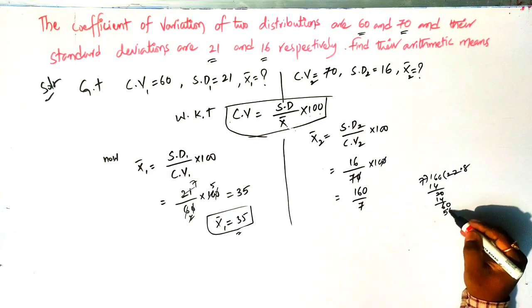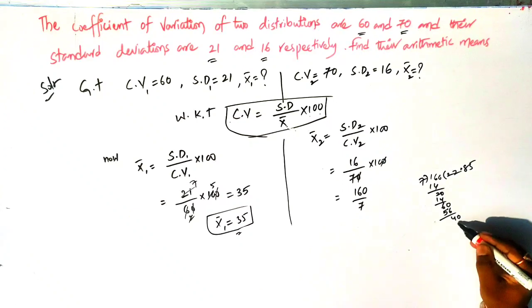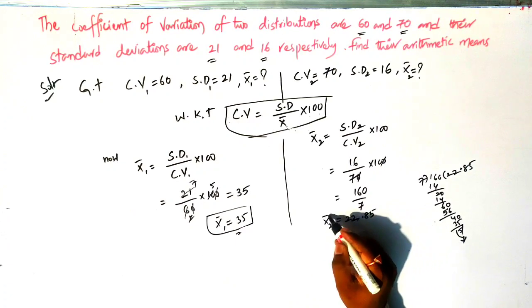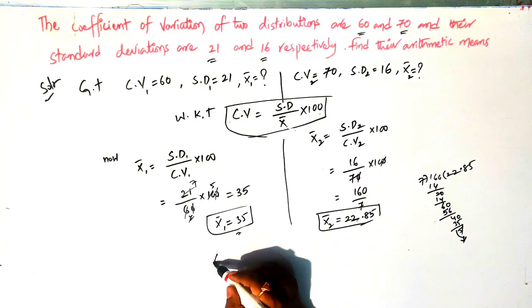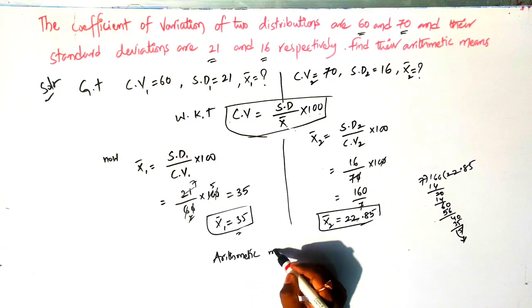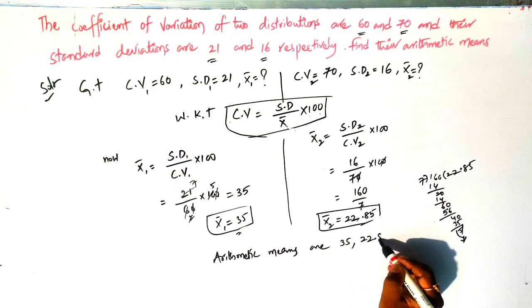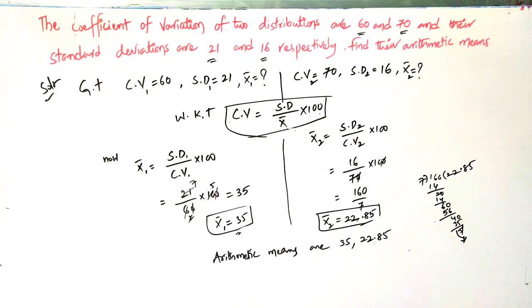7 8s are 56. Now we get 4. Again the point is there. We put 0 here. So 7 5s are 35. So we got 5. So x2 bar is 22.85. This is the mean of the next one. Okay, so what are the means here? The arithmetic means are 35 comma 22.85. These are the arithmetic means of the given problem.